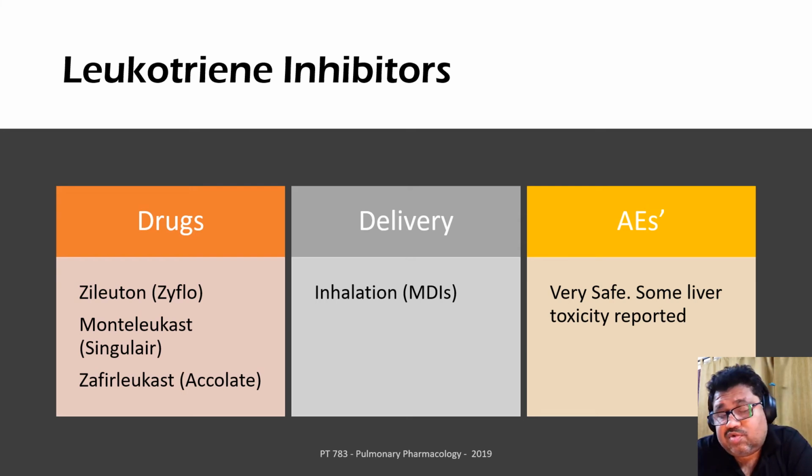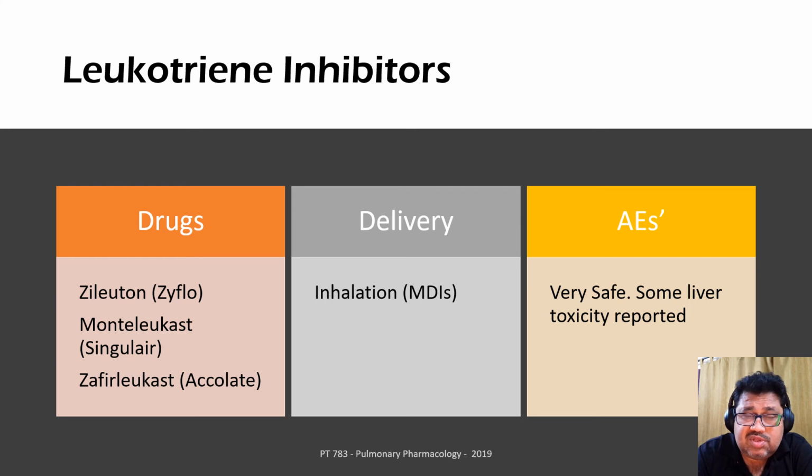Leukotriene inhibitor drug examples are Zyflo or Xyluton, Montelukast, which is Singulair. You may have seen advertisements of it, and so on. The delivery of these drugs is usually via the inhaled metered dose inhaler route. The adverse effects are few, it's relatively safe. Some reports of liver toxicity have been reported.